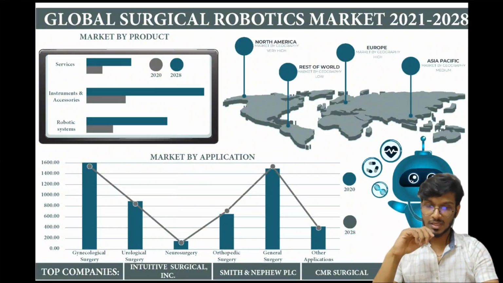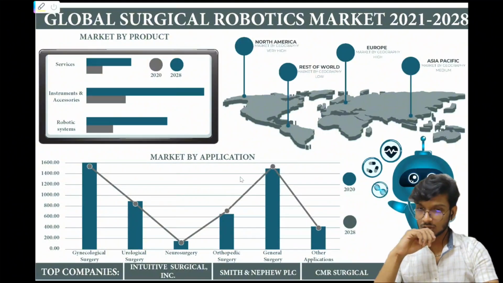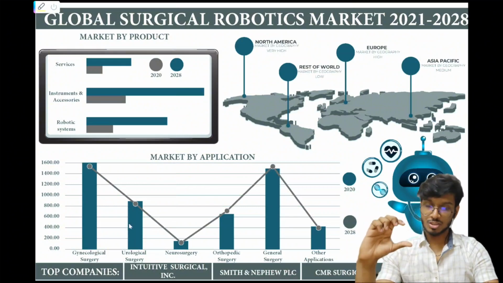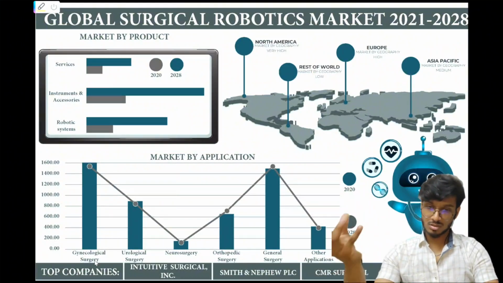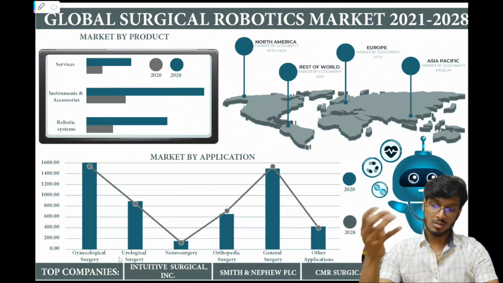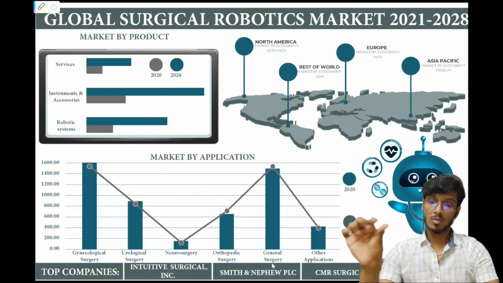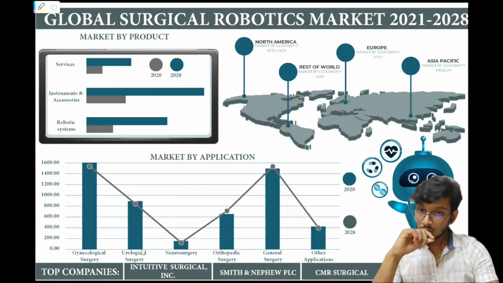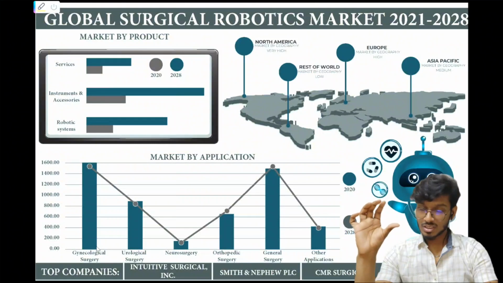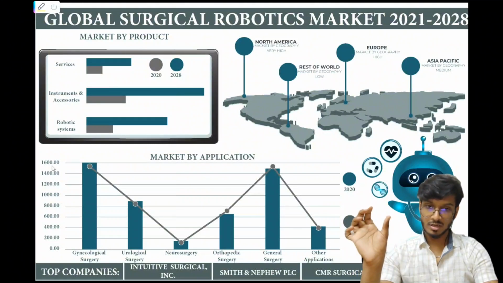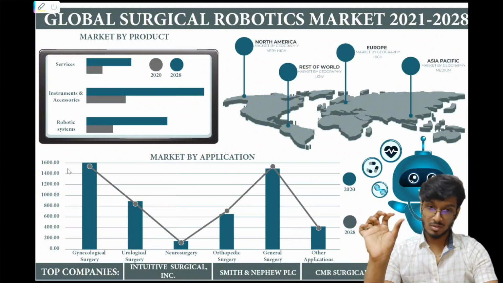So market by application, we'll look into the market by application part. Here, what kind of surgery, what kind of robot is used? For gynecological surgery, I mean delivering babies, urological surgery, neural surgery, orthopedic surgery, general surgery, and other applications. These are the types of robots used in these kinds of surgeries. The highest was gynecological surgery, around 1,600, and it held the highest market value.